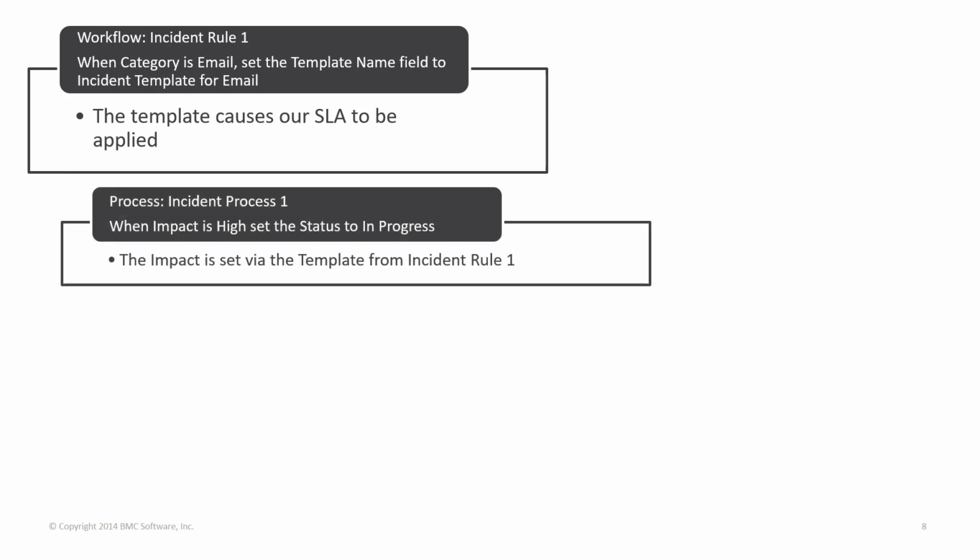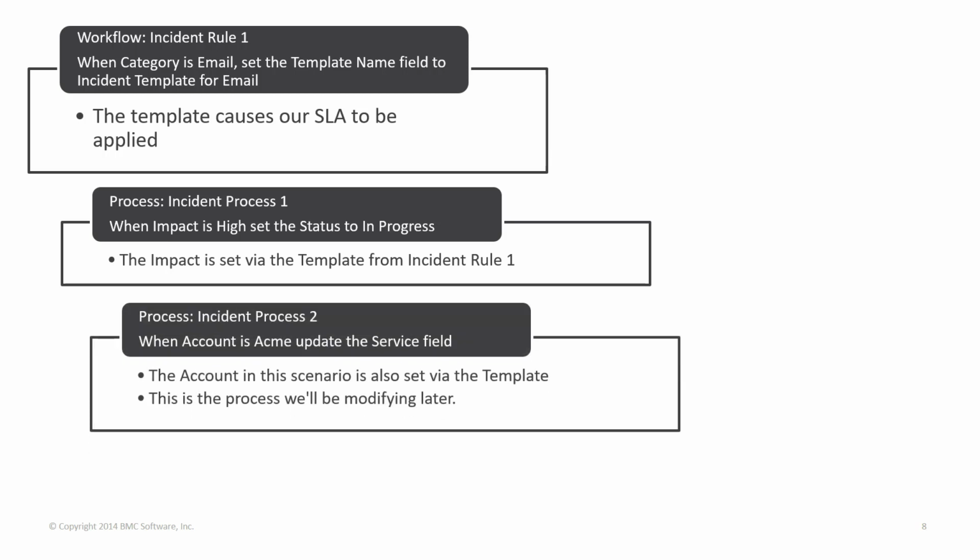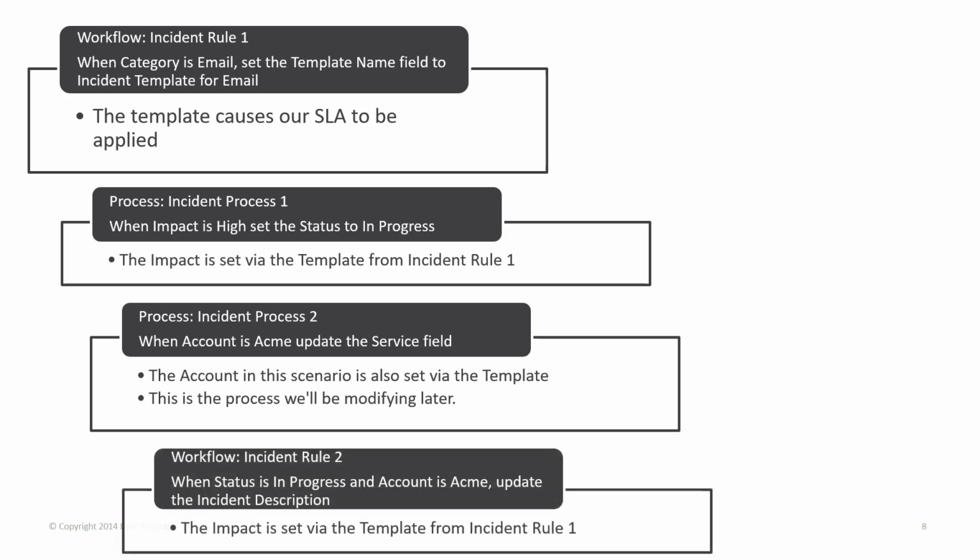Impact and urgency are high, so the first process fires and updates the record status to in progress. The record's account is set to Acme, so the second process fires, setting the service field of the record. Finally, with the status set to in progress and the account set to Acme, we update the incident description. Each of these processes are causing additional SOQL calls to query the data. These together should cause us to get an error.